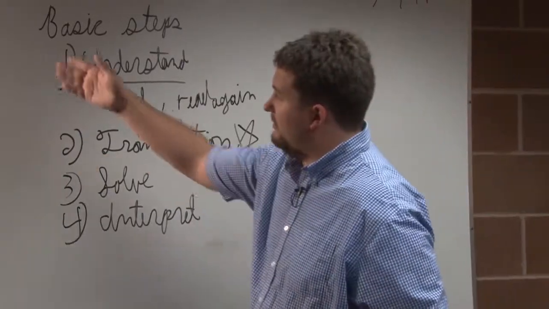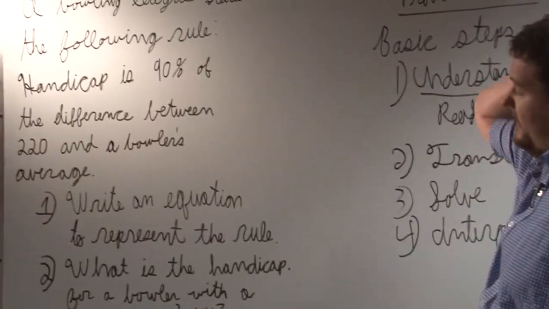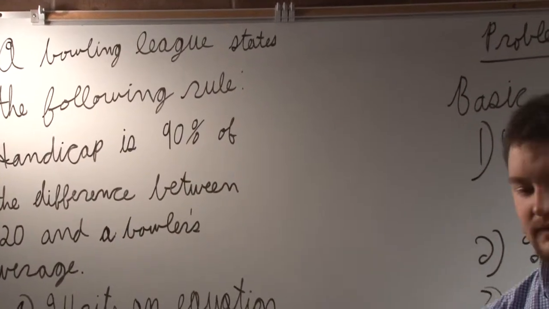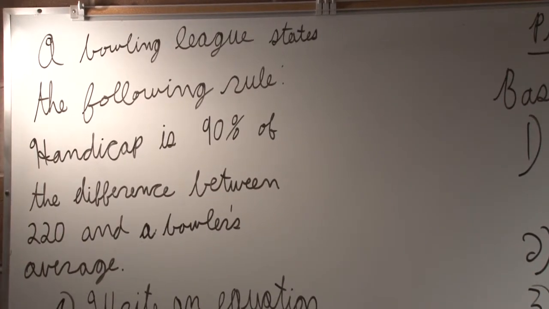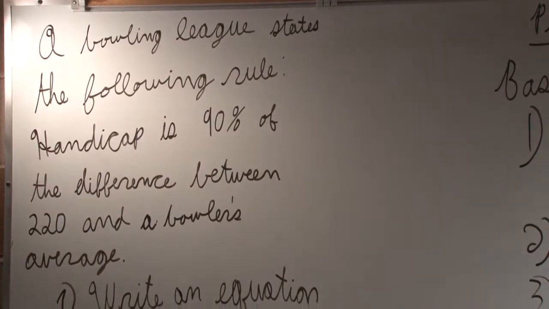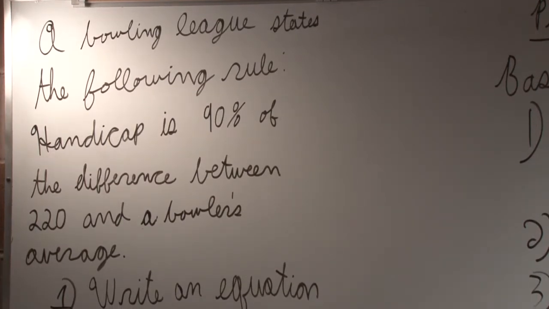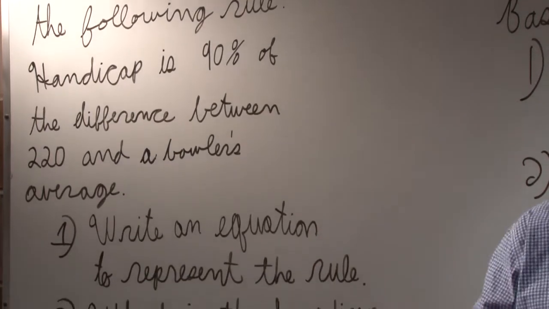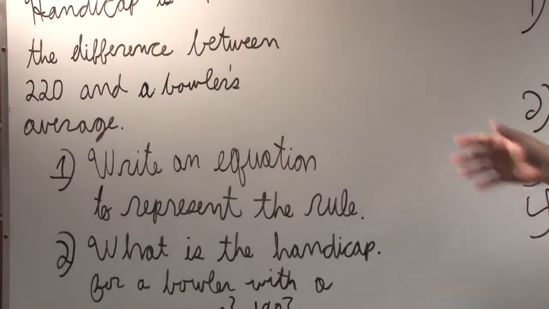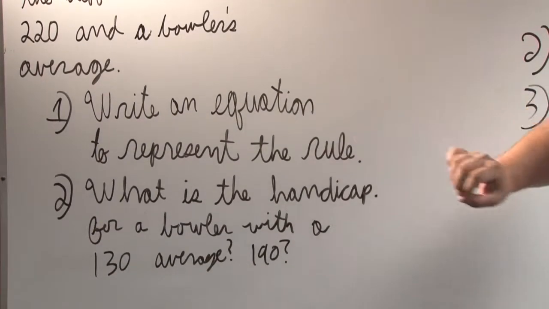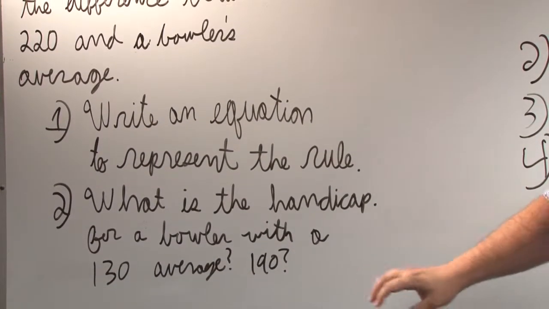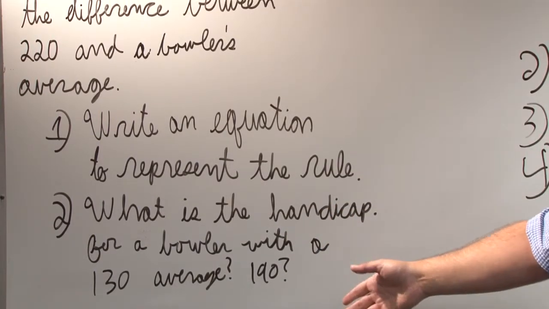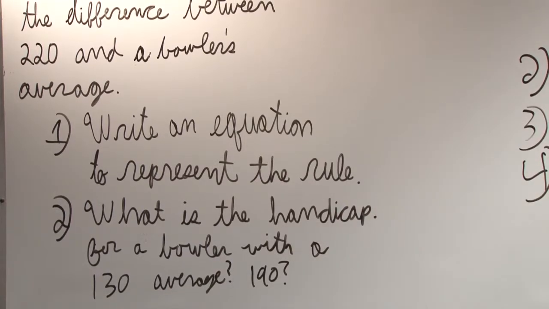So I've got this problem over here that I thought up at the last minute. A bowling league states the following rule, and this is something that you see in bowling all the time: handicap. A bowler can get a certain amount of handicap to help equal out the good bowlers from the bad bowlers. Handicap is 90% of the difference between 220 and a bowler's average. The problems we have here are, one, to write an equation to represent the rule, and two, what is the handicap for a bowler with a 130 average or a 190 average? And we can play with this once we get started.